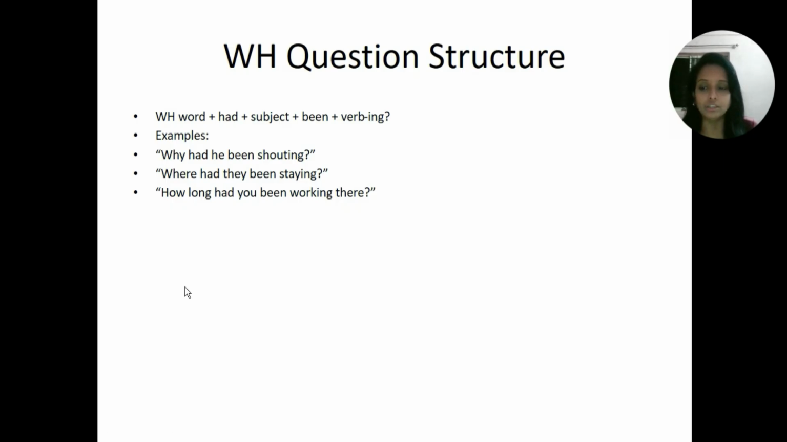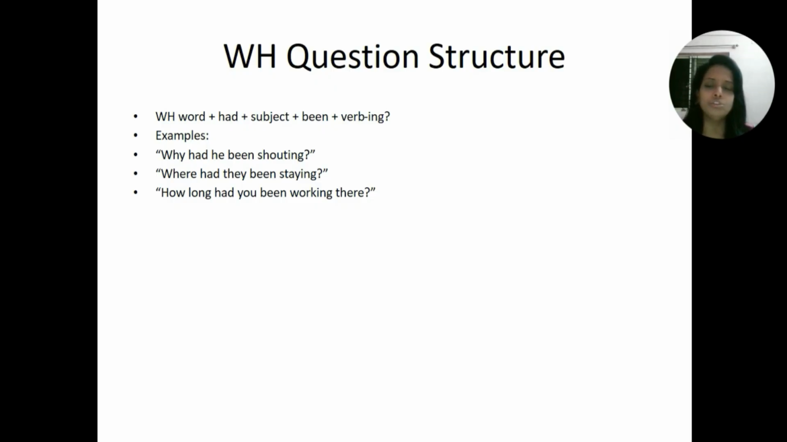Now we have examples here. Why had he been shouting? Where had they been staying? How long had you been working there? So here you can see the structure as WH word plus had plus subject plus been plus verb ing, because this is the question structure.